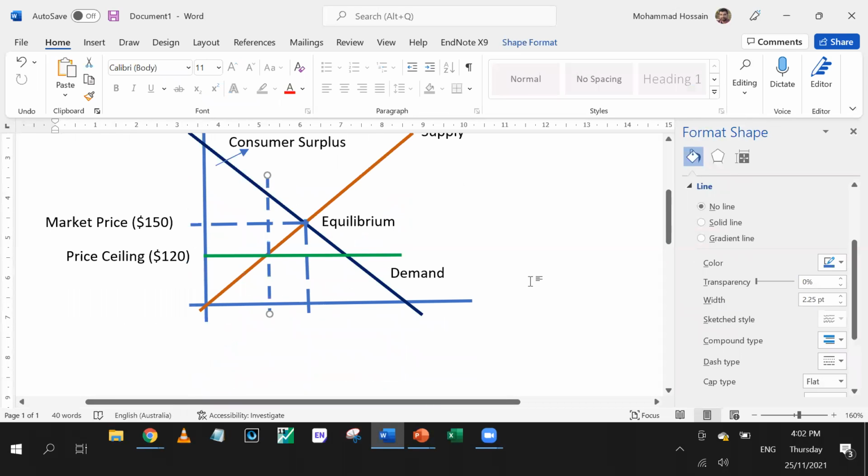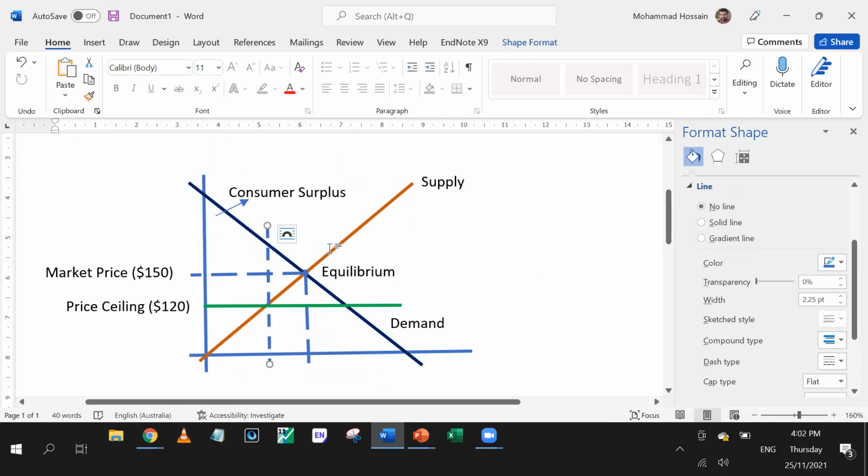So how much will be the consumer surplus? Consumer surplus will be, from here, this whole thing. Look, the price we are paying is 120. From here, keep going. You cannot go more than this point, because that's the maximum supply you can have. So all these things will be consumer surplus.